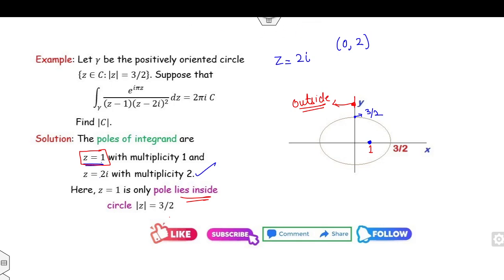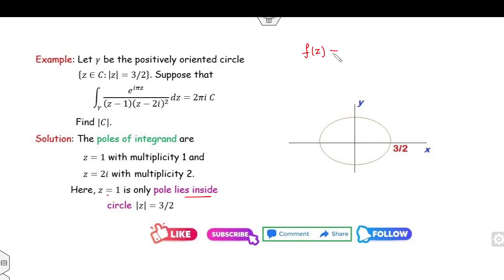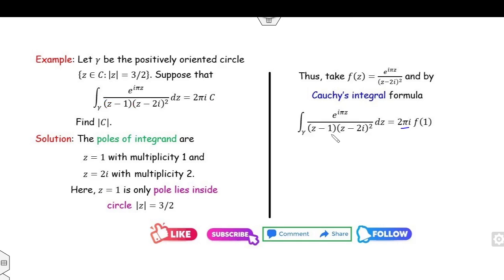So once you know only the pole which lies inside the region is z is equal to 1, can you take an f of z? Leave this out, then what remains is f(z): e raised to power iota pi z divided by z minus 2 iota. So what is the answer of this integration? This is 2 pi iota times f(1). If you compare them, your C will be f(1), because the left hand side is 2 pi iota c. So c is f(1).